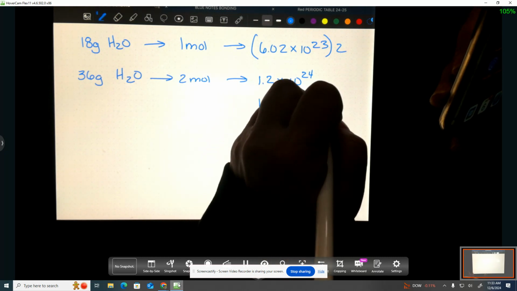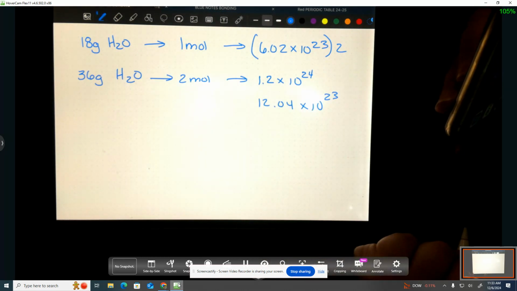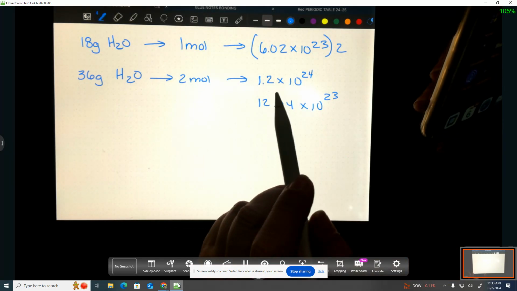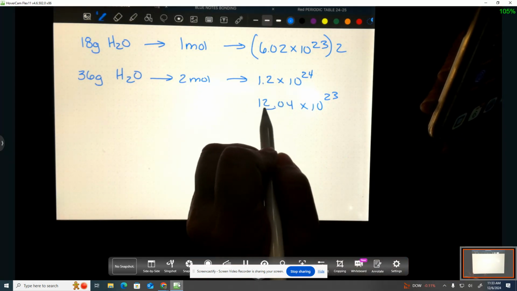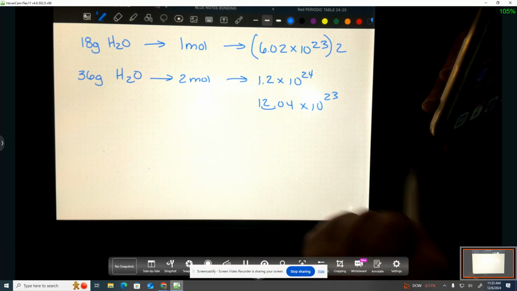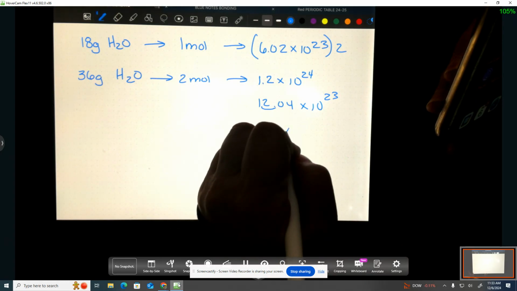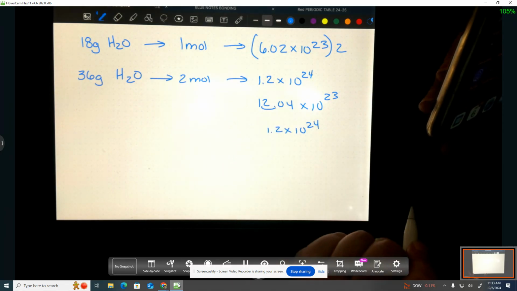12.04 times 10 to the 23rd. Take your calculator out. So if you reduce it by 1 more, so if I do this, then this becomes 24. 1.2 times 10 to the 24th.